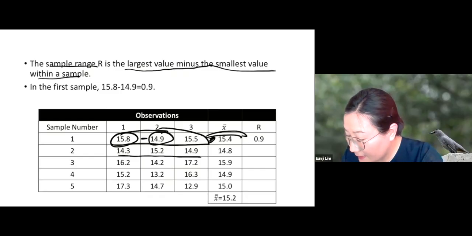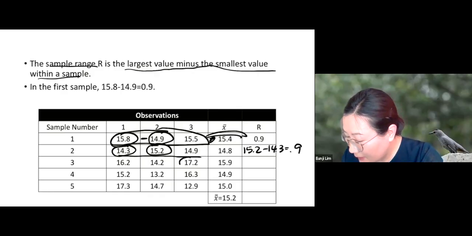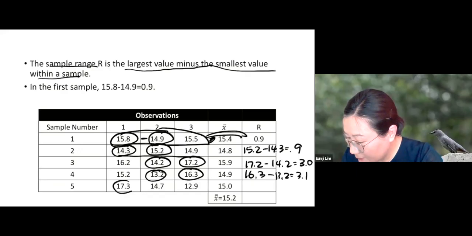Let's go to the second one. What's the largest value in the second sample? 15.2. What's the smallest value in the sample? 14.3. So subtract, you get 0.9. The next one, that's the largest value, smallest value. So 17.2 minus 14.2 equals 3.0. Next one, largest value minus the smallest value equals 3.1. The last one, the largest value minus the smallest value, 4.4.